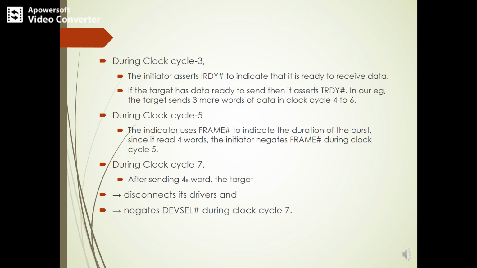So during clock cycle 3, the initiator asserts the ready signal, that is the initiator ready signal. If the target has the data ready to send, then it will assert the target ready signal.